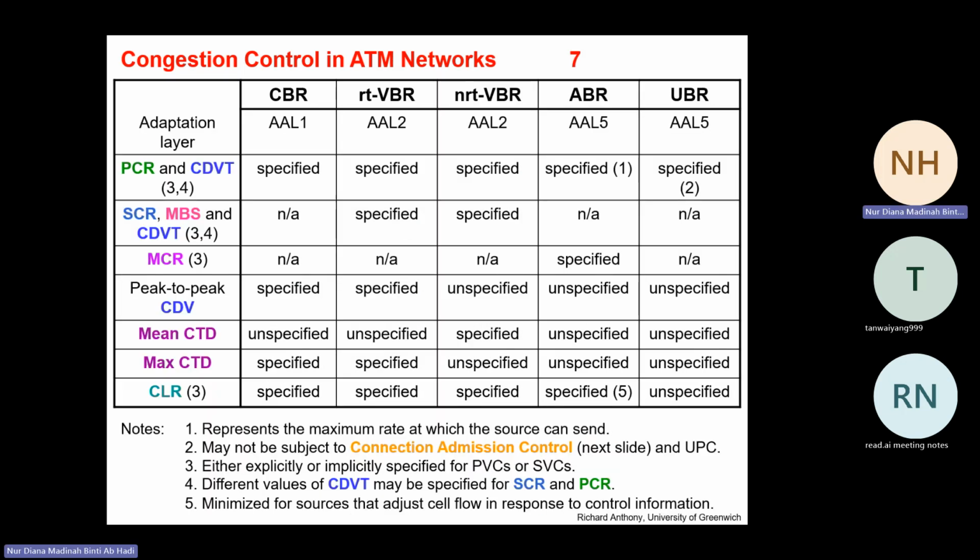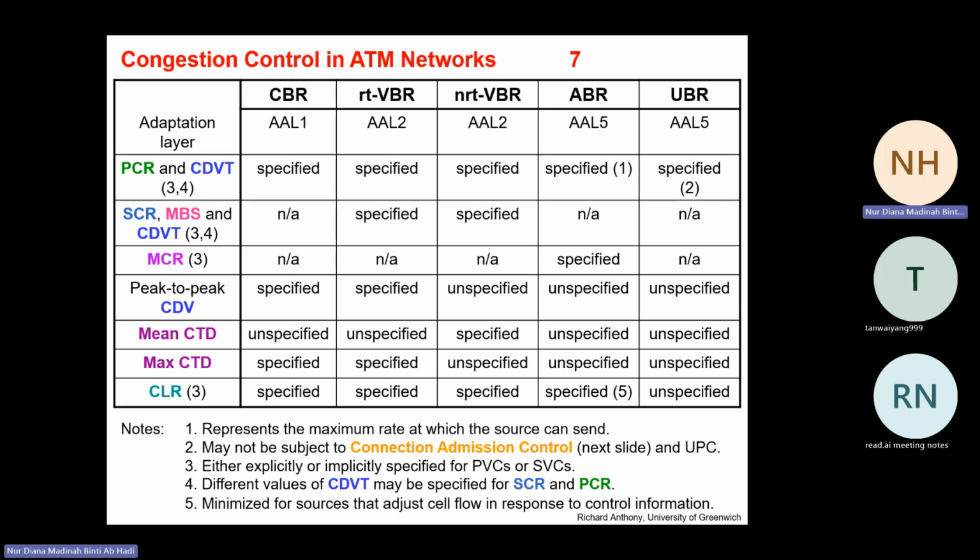So this is the adaptation layers, which we have learned in the last 2 weeks, AAL 1 until AAL 5. For each of the adaptation layers, they have different bit rates, and they also use different constant rates. For example, PCR and CDVT are specified for each of CBR, VBR, ABR, and UBR.